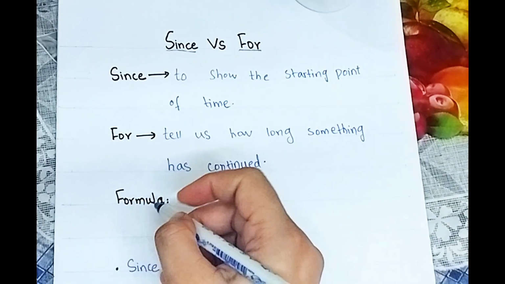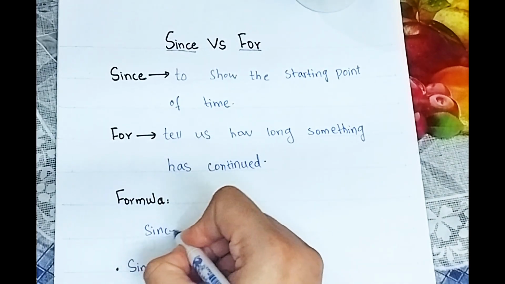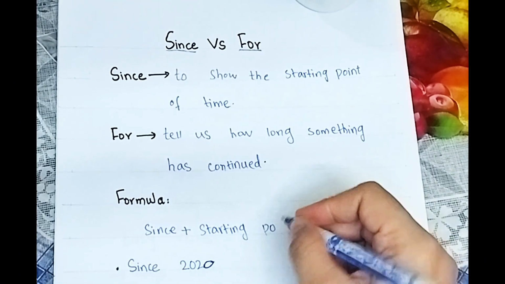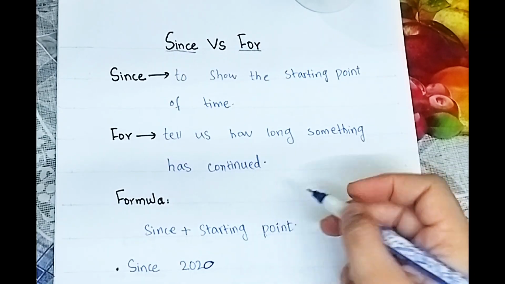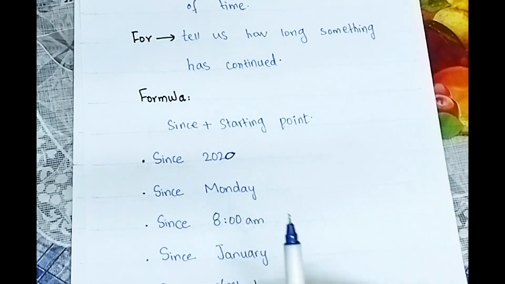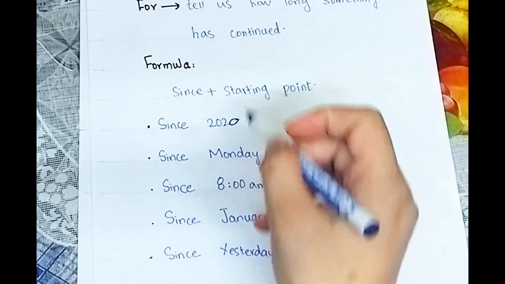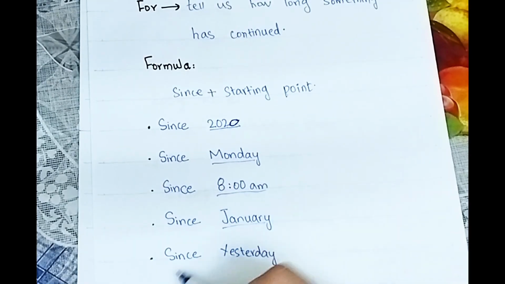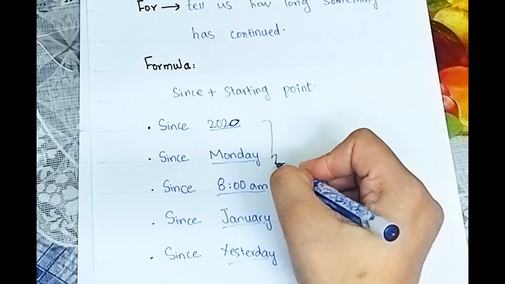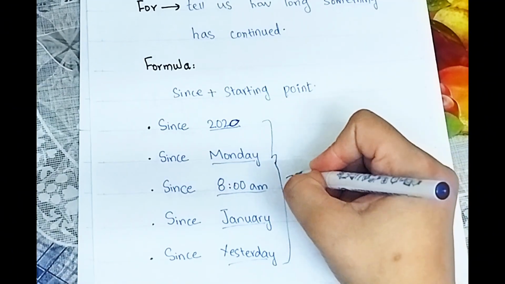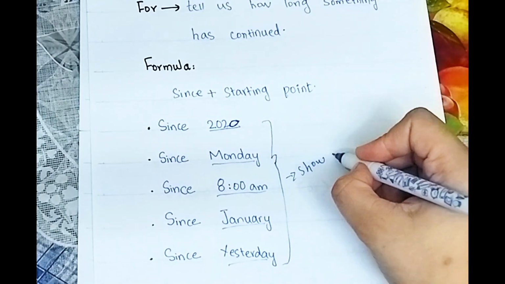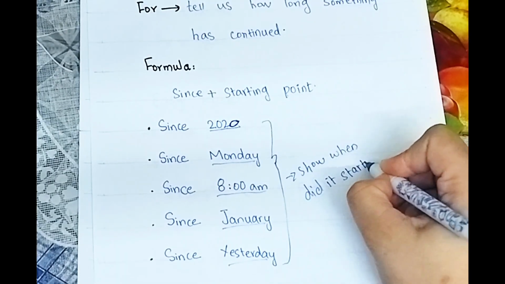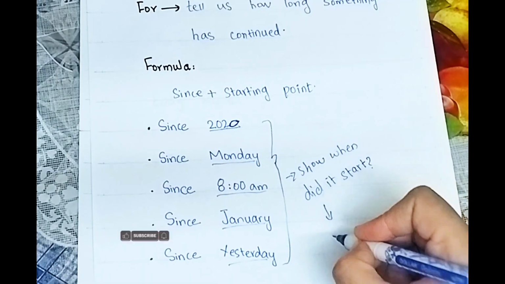Here is a formula to remember. Since plus starting point. Since 2020, since Monday, since 8 a.m., since January, since yesterday. These all show when did it start. So we use since before starting point.